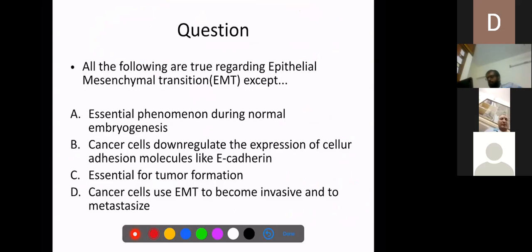Question: all the following are true regarding the epithelial mesenchymal transition except. Can anyone answer?